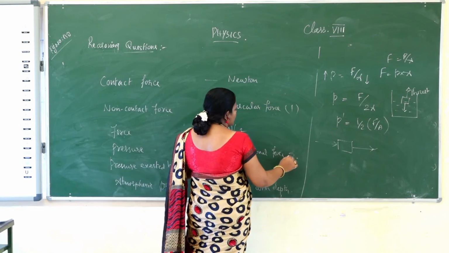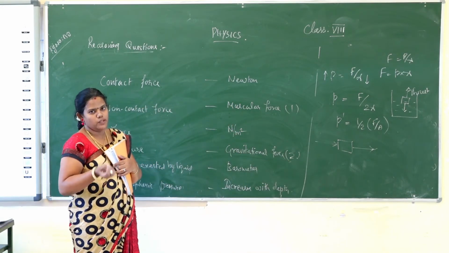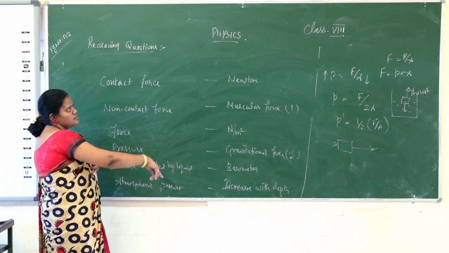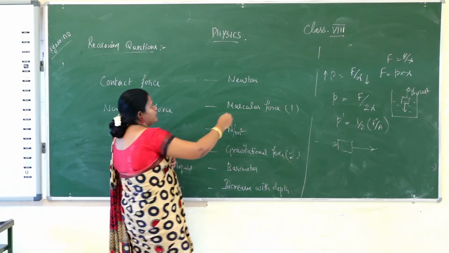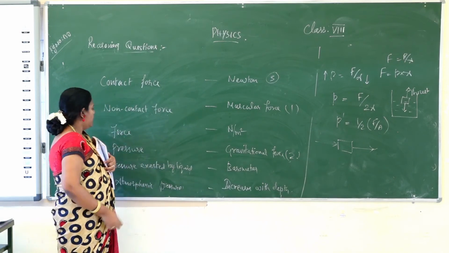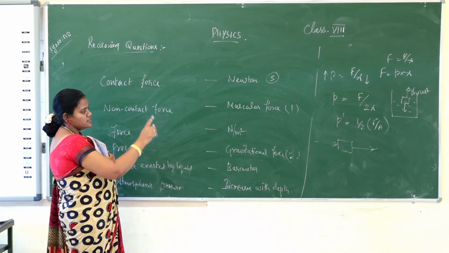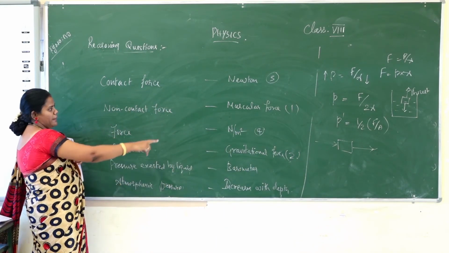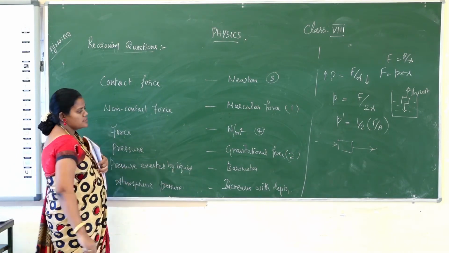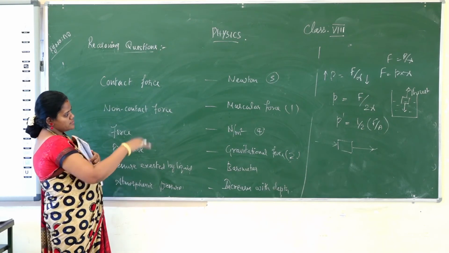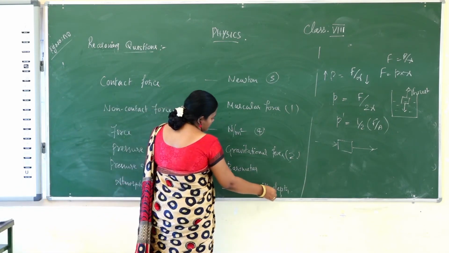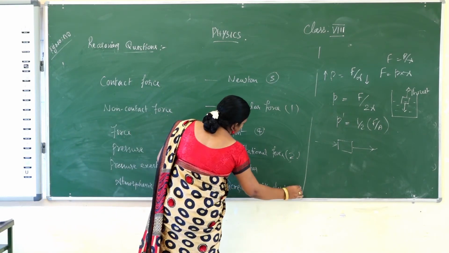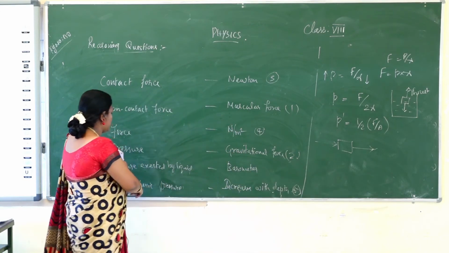Why? In gravitation, without contact, the force arises to pull anything, or to pull any person. And then force: on the right hand side, the unit of force is Newton. So force is equal to Newton. And the fourth one, pressure. The unit of pressure is Newton per meter square. Pressure exerted by liquids: what is remaining? Increases with depth. Why? The pressure increases with increasing depth. That is the fifth one. And what is atmospheric pressure?